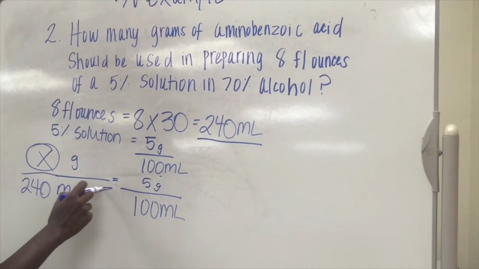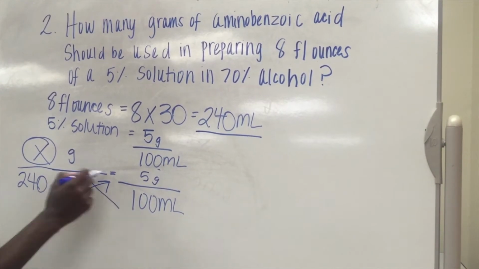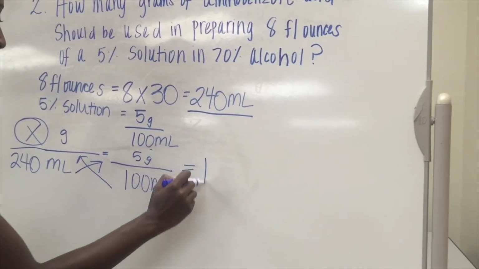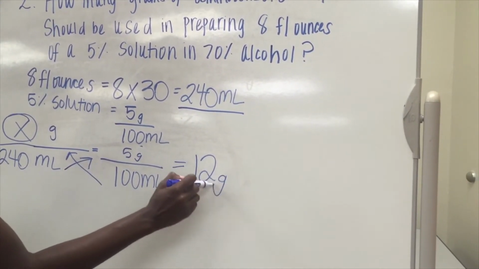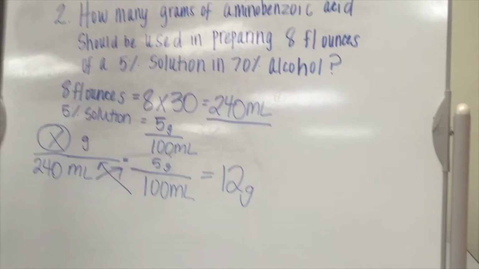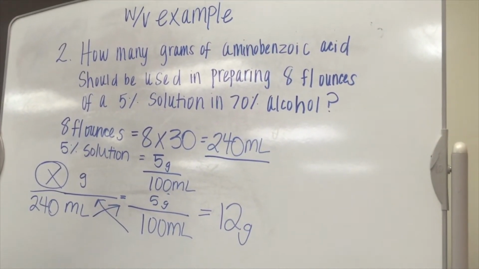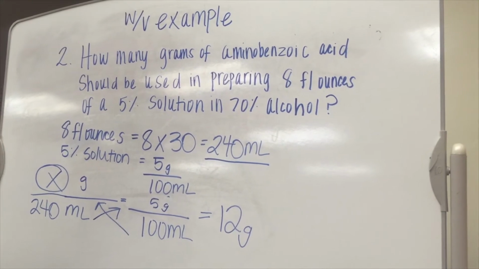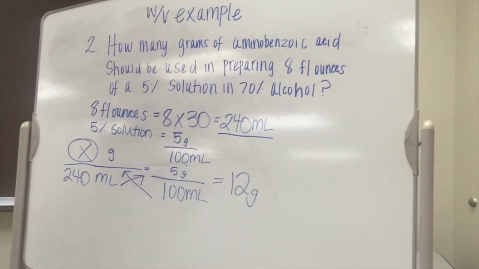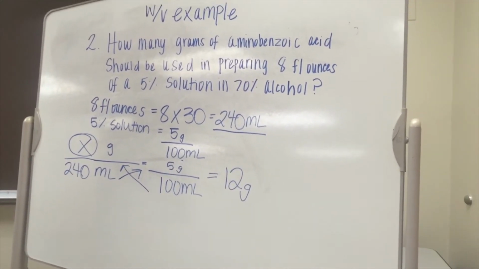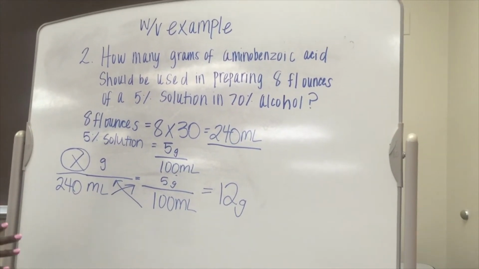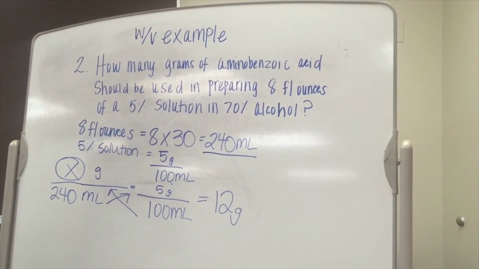Now, with basic cross multiplication, you should get 12 grams. Now, once again, you can also do this example by using what you're given, which would be the 240 times the 0.05 to get your answer also. But we like to write it out so that everyone sees exactly what we did.